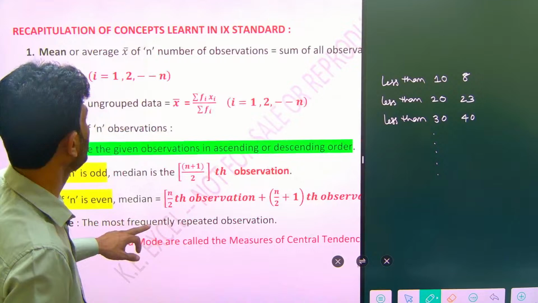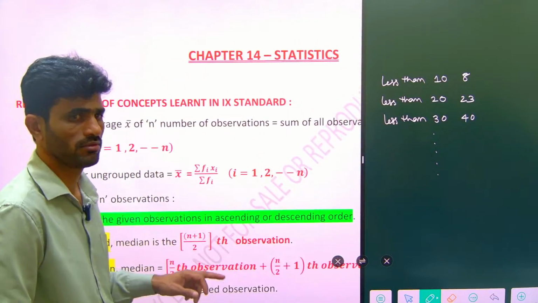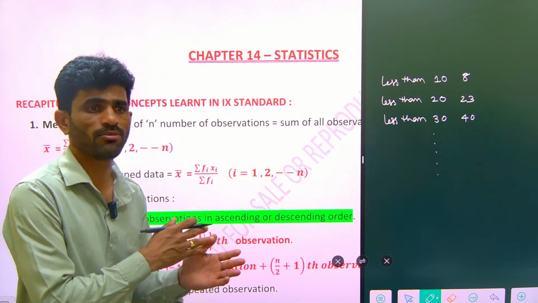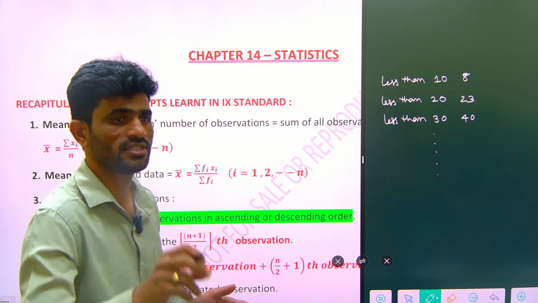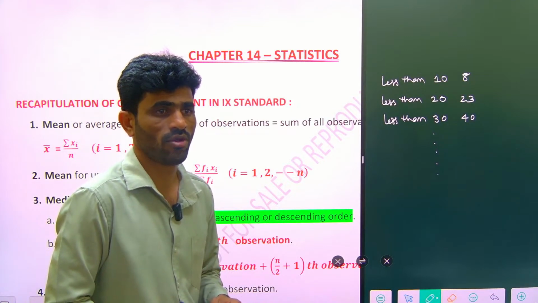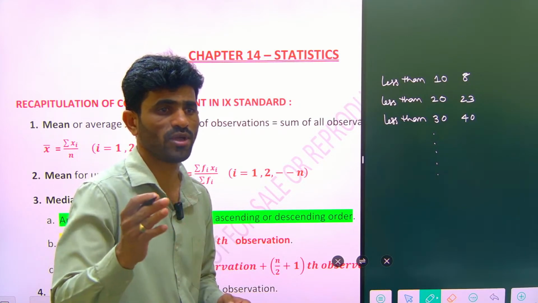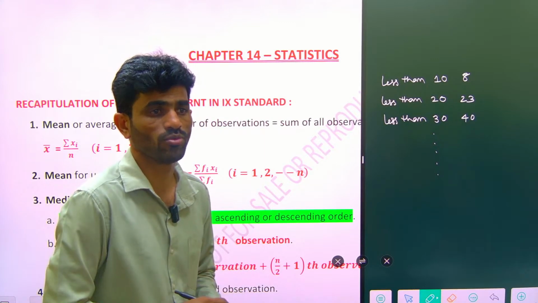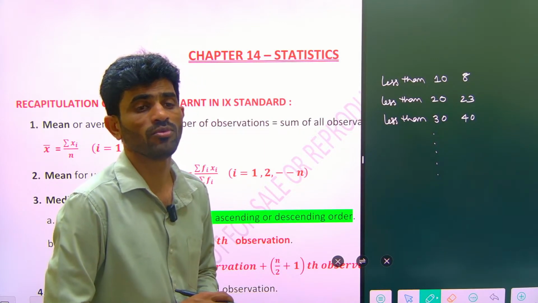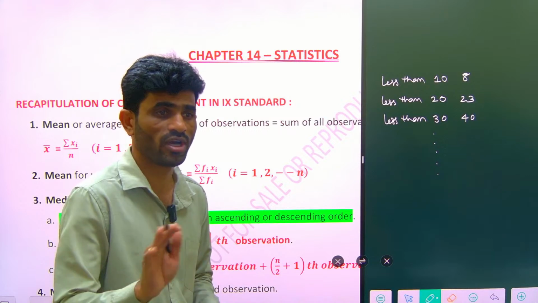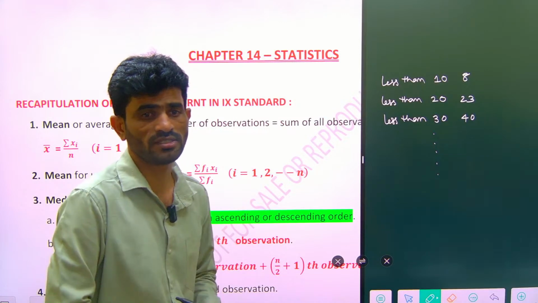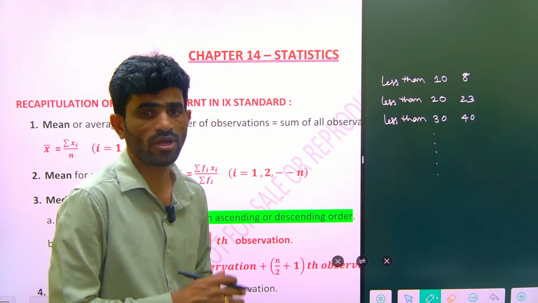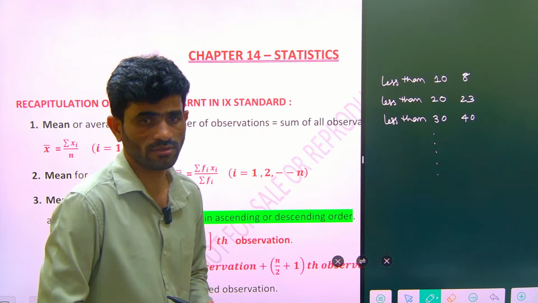This is about ungrouped data. Do you have idea about ungrouped data? Exactly, you arrange them all in ascending order. See which is exactly in the middle. If an odd number of observations are there, it is (n plus 1) by 2. Suppose 7 observations are there: (7 plus 1) by 2 is 8 by 2, which is 4. The fourth observation is the middle one. 4 is not the median; the fourth observation is the median. Understand? You have to arrange them in ascending order first.